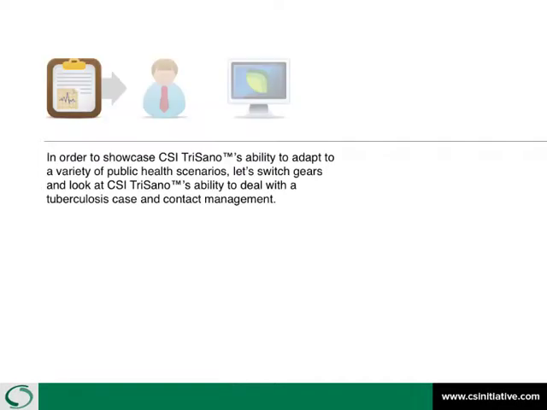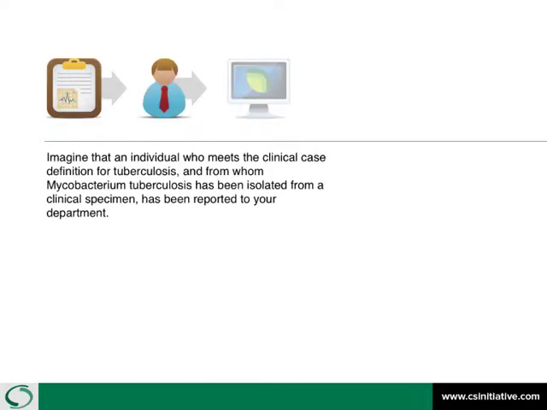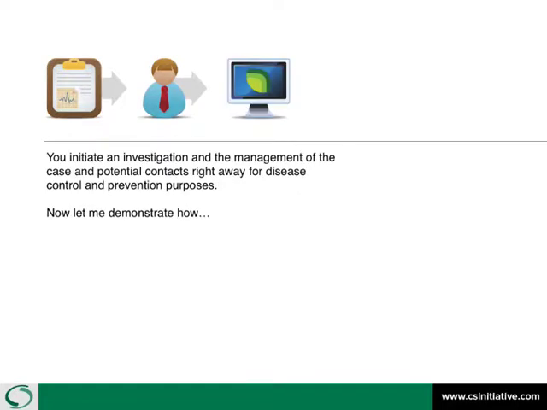In order to showcase CSI TriSano's ability to adapt to a variety of public health scenarios, let's switch gears and look at CSI TriSano's ability to deal with tuberculosis case and contact management activities. Imagine that an individual who meets the clinical case definition for tuberculosis, and from whom Mycobacterium tuberculosis has been isolated from a clinical specimen, has been reported to your department. You initiate an investigation and the management of the case and potential contacts right away for disease control and prevention purposes. Now let me demonstrate how this is done.